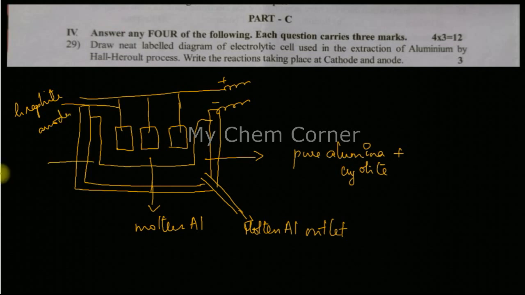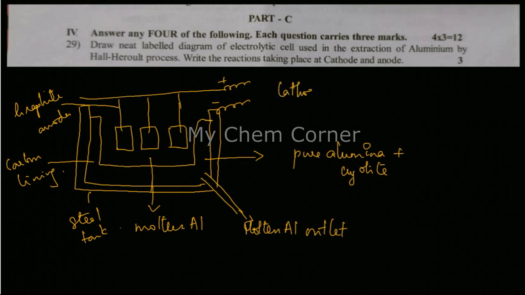This center part that you see is nothing but carbon lining, which is the cathode, and this here is the steel tank. Very rough diagram. The entire detailed one is in your textbook, so please follow that. Now another thing is write reactions that are taking place at cathode and anode.